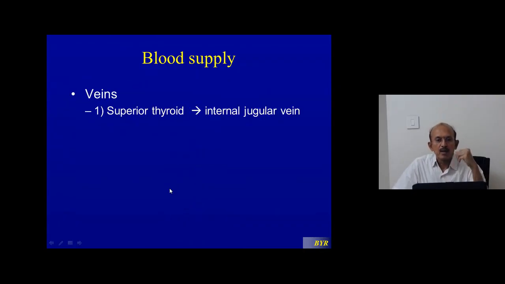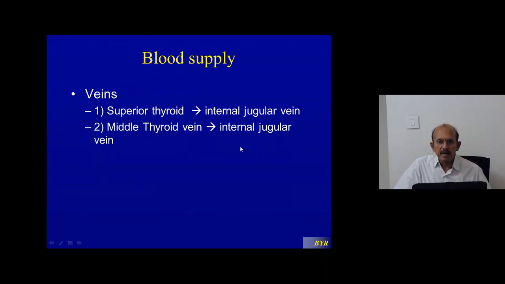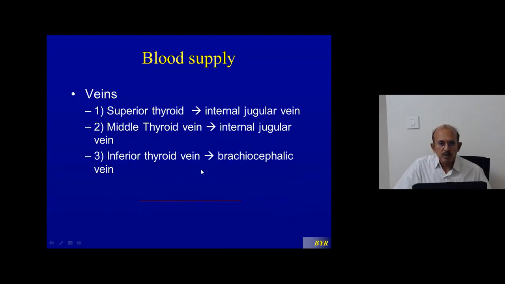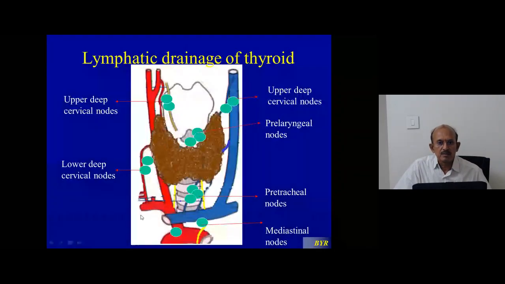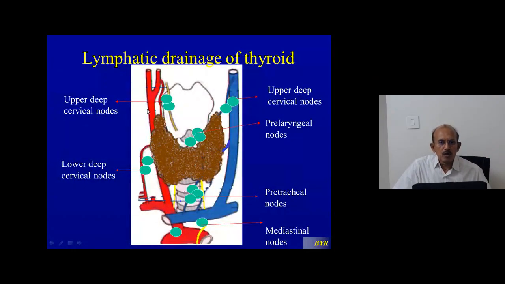The venous drainage: the superior thyroid vein drains into the internal jugular vein, the middle thyroid vein drains into the internal jugular vein, and the inferior thyroid vein drains into the brachiocephalic vein. The lymph nodes.